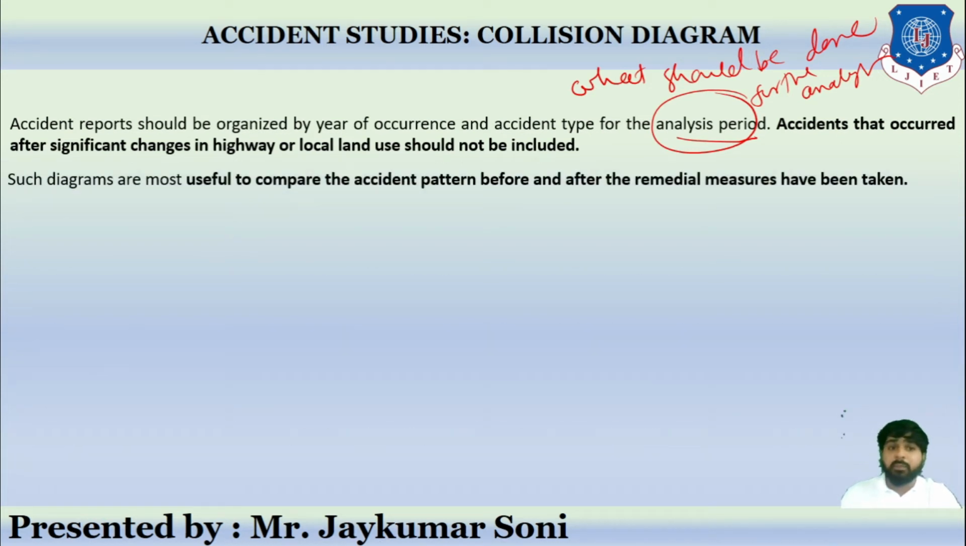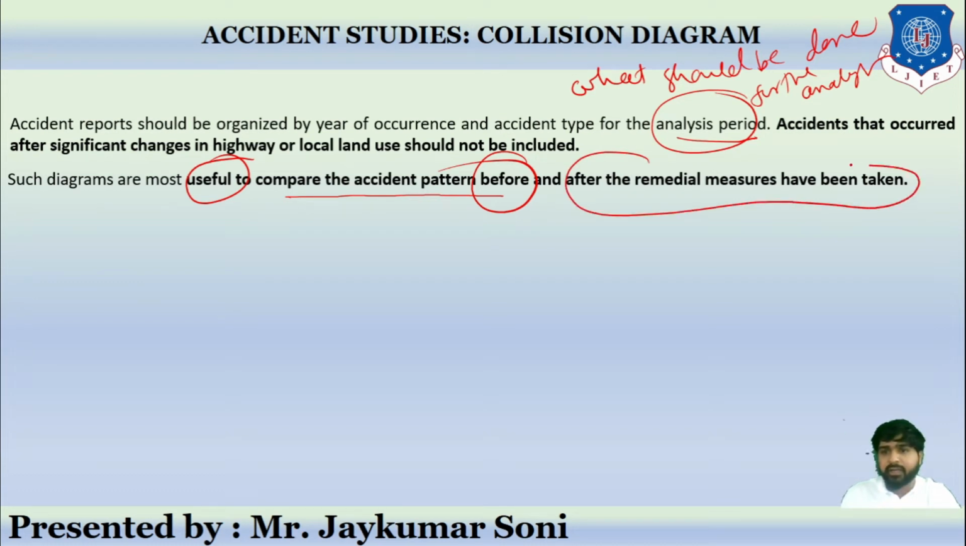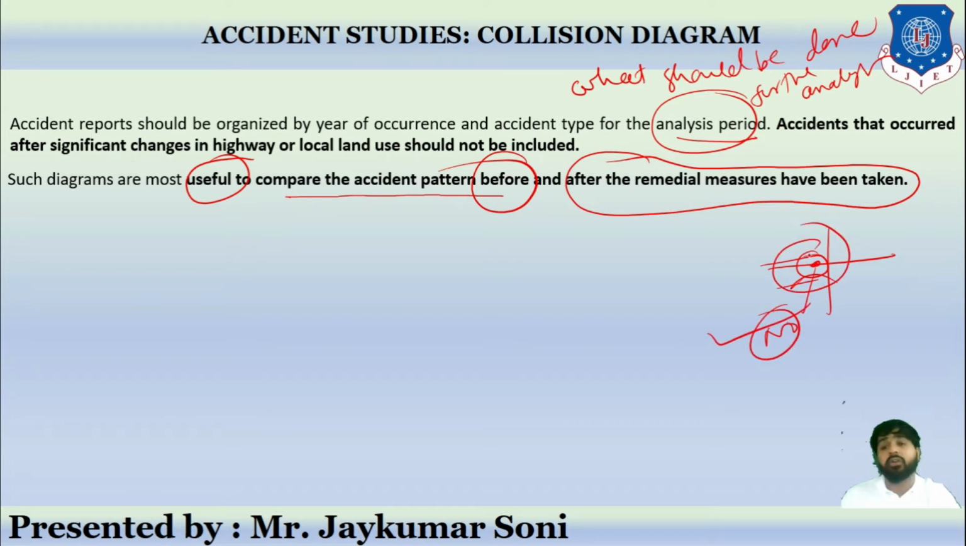These diagrams are most useful for what? To compare the accident pattern before and after the remedial measures have been taken. This is the particular place, this is the junction, this is the place where the accidents take place. So the number of accident data will be collected. Then the remedial measures, meaning the solution, will be applied. And then this will also be studied, and the number of accidents will be observed. So this is called before studies, this is called after studies.